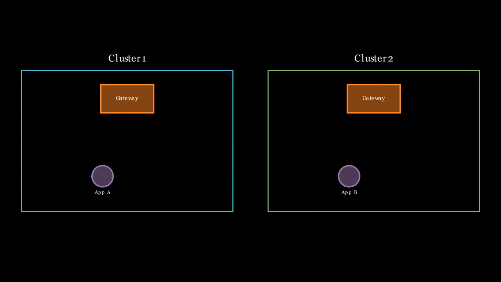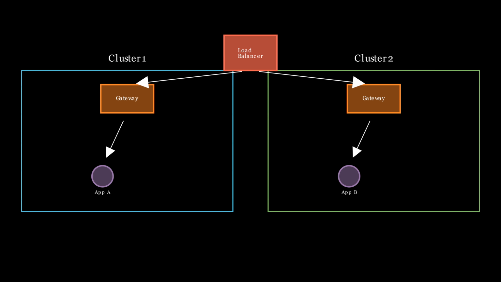Each cluster hosts different applications. In this example, Cluster 1 hosts App A and Cluster 2 hosts App B, but both can be accessed through the same external IP if configured properly. External traffic flows through a central load balancer that distributes requests to gateways in different clusters. This creates a unified entry point for applications distributed across multiple clusters.